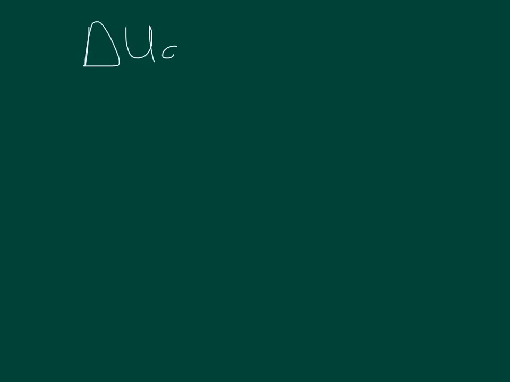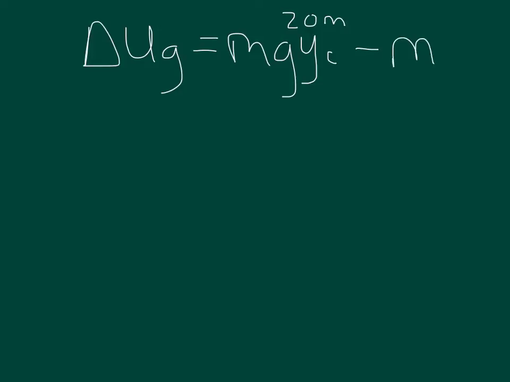Okay, so to find delta U_G, it's going to be mg times the final position. The final position of that ball was denoted in that figure y_C, and remember, that was 20 meters. We're going to subtract from that its initial potential energy based on gravity, mg y_A, because it's starting at point A, and point A was negative 0.120 meters.